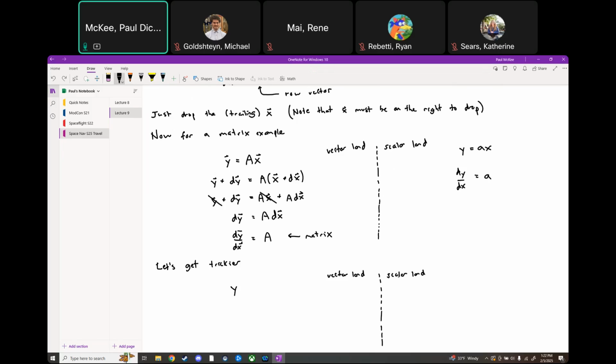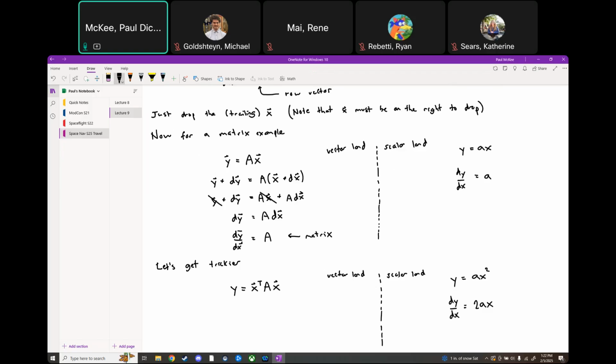Y is a scalar, and it's equal to x transpose AX. So those of us that have done linear algebra, you're probably familiar with taking a matrix and kind of sandwiching it with a vector on either side. In scalar land, this would be kind of like saying y is equal to ax squared. So in scalar land, the derivative of ax squared is 2ax.